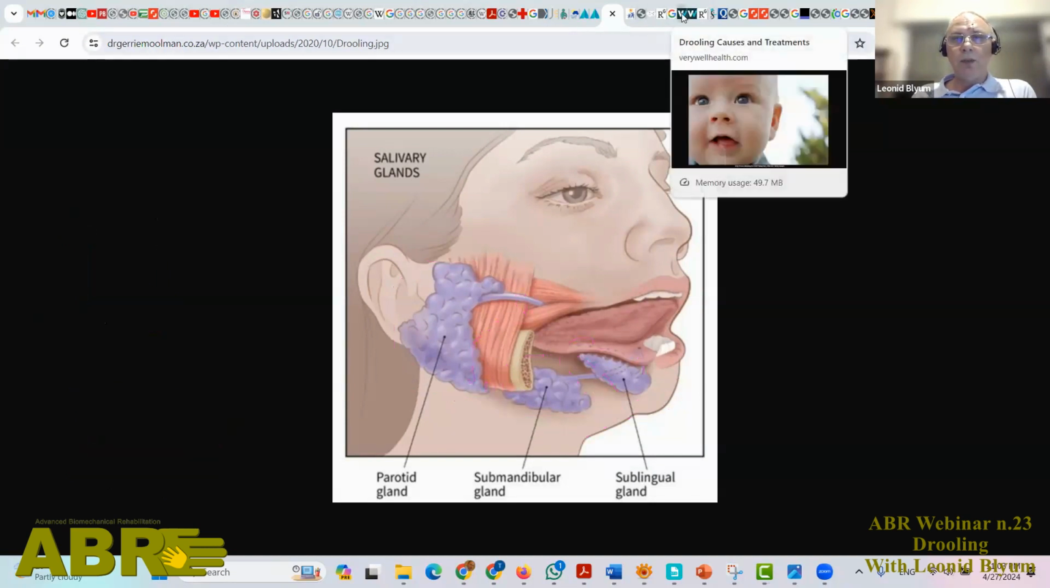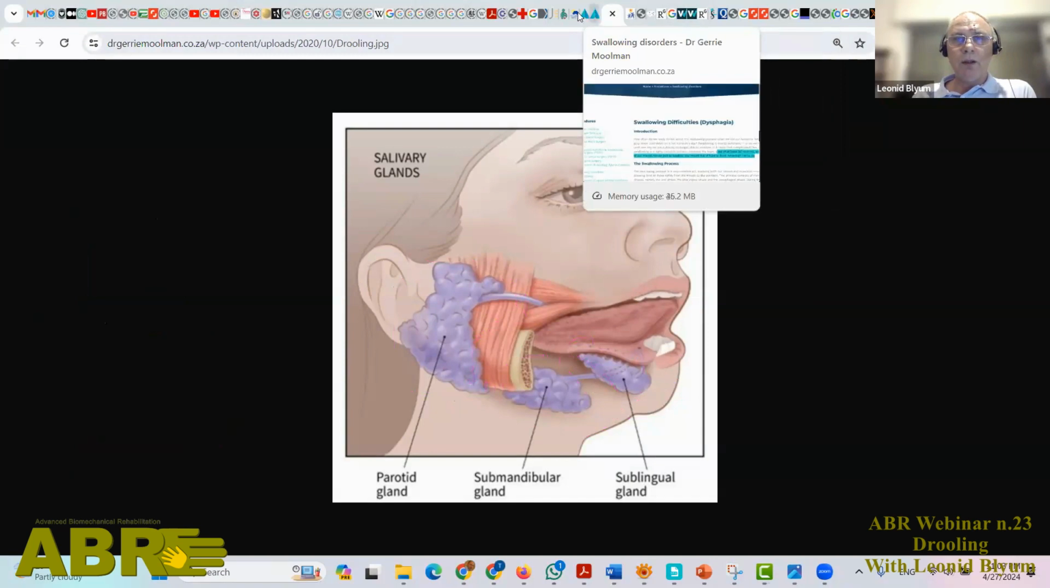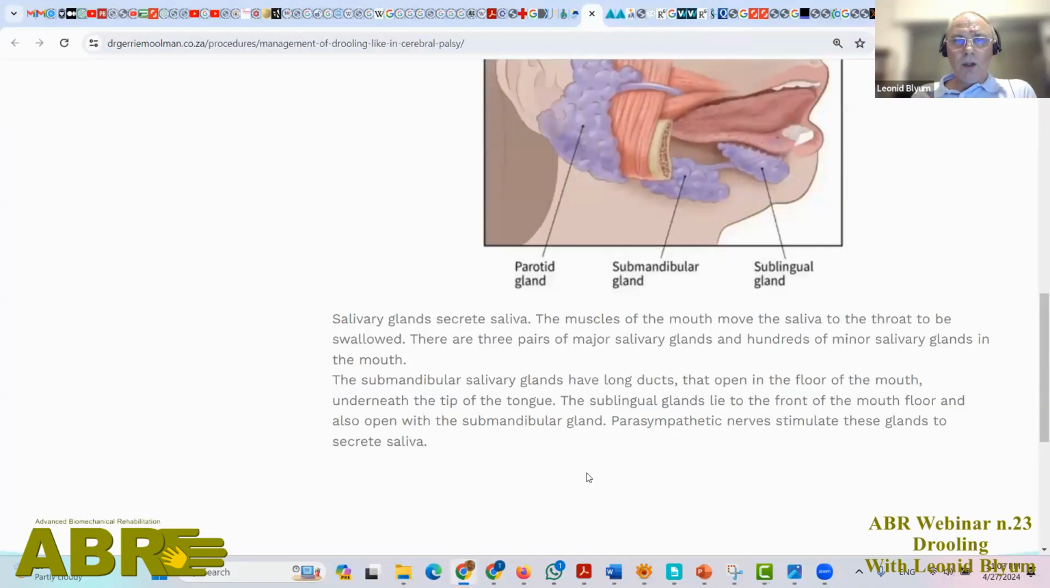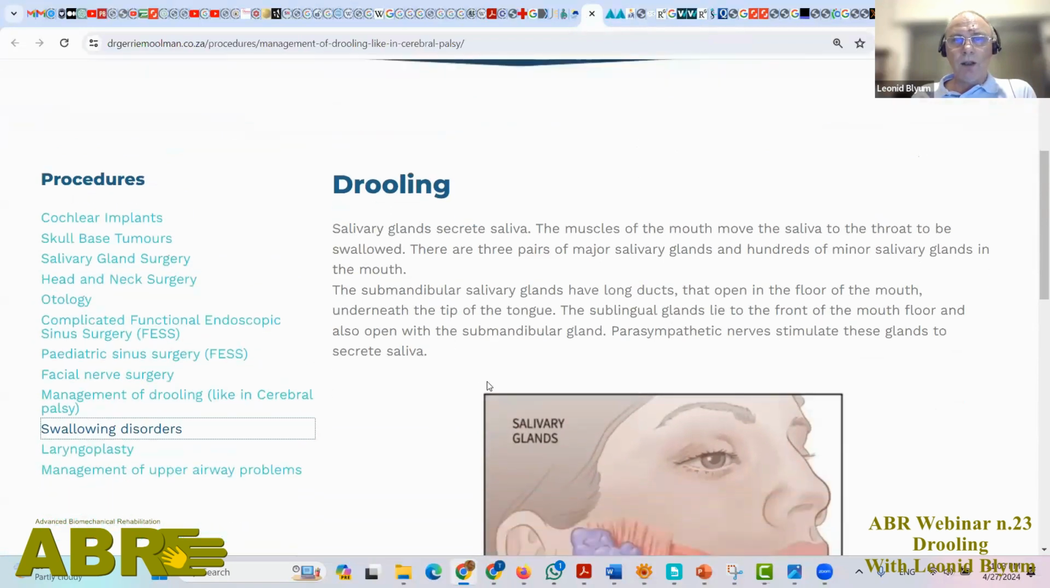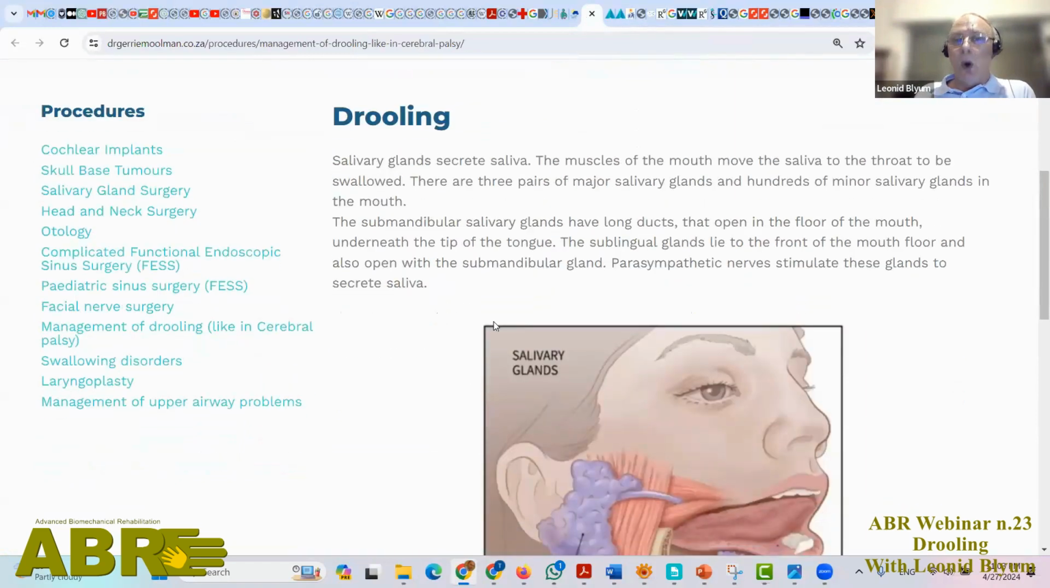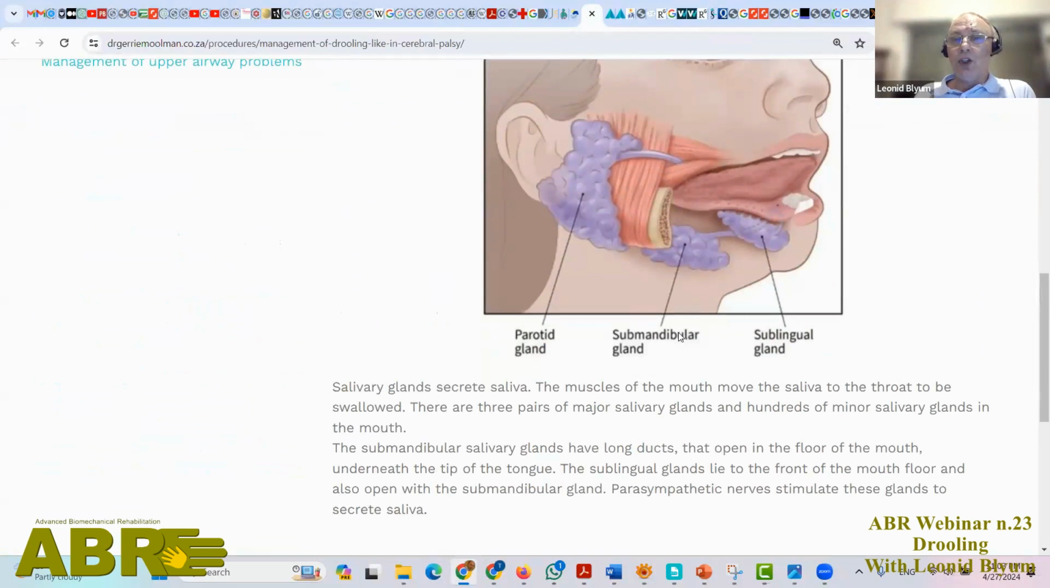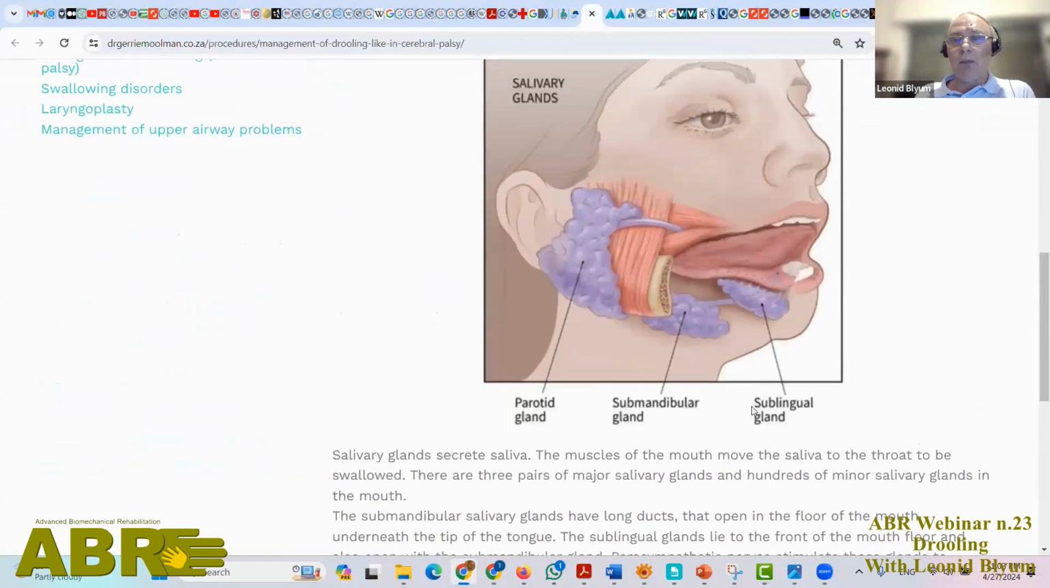And if we look at the nice extended explanations by this gentleman, he also highlights the fact that the salivary glands have long ducts. The duct is a tube, right? The tubes open in the floor of the mouth. So in that sense, things are long. So it's not just the submandibular, sublingual, or parotid gland; those ones also have the ducts.